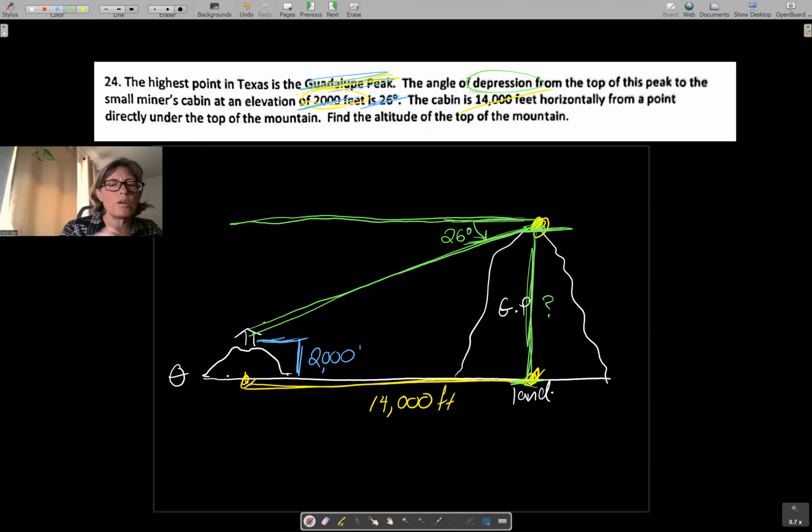That's our question mark. The trick to this problem is that you do have to realize the right triangle we're working with here, if you take that straight across, is 2,000 feet up. So at some point, we have to account for that 2,000 feet. So although that is your question mark, you're going to need to find this x.